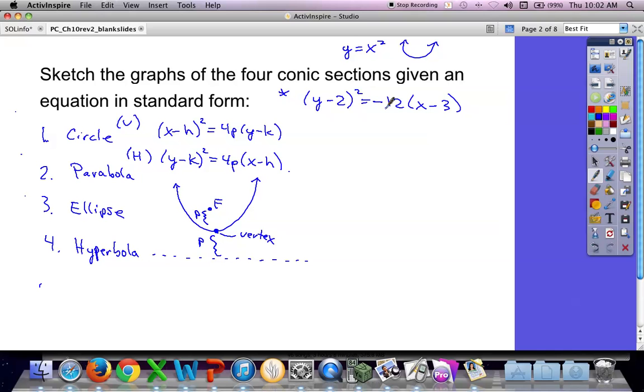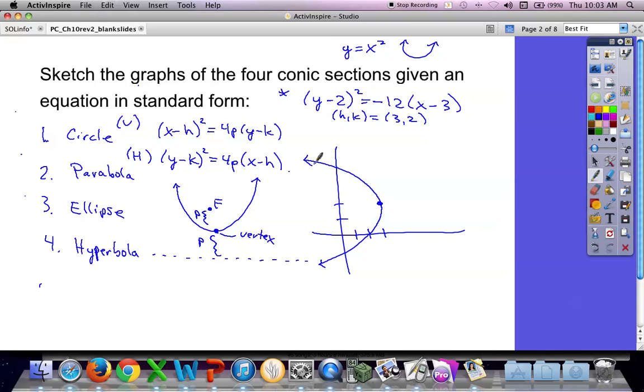So we need to go find the vertex. The vertex is 3, 2, right? The x is over here, so that's the h, that's the k, right? So we would get hk equals 3, 2. So 3, 2 would make it 1, 2, 3, 1, 2. About right there. And we said this thing is going to open to the left. Something like that. Now, in order to sketch the focus and the directrix, I need to know the P.